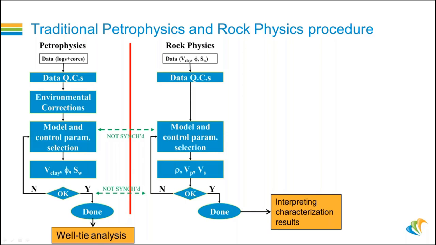And then there is a solid boundary between petrophysics and rock physics. It means that petrophysics and rock physics do not talk to each other. They are not communicating with each other. So after the petrophysics job is finished, then normally, if you have this complete set of elastic, it will go to the well-tie analysis and you will see the results of that.